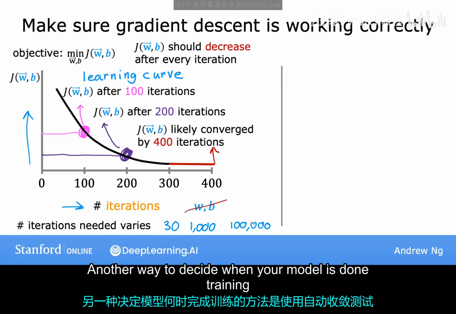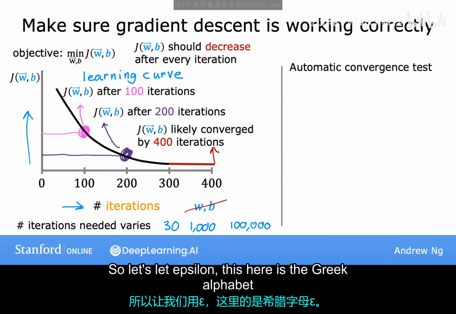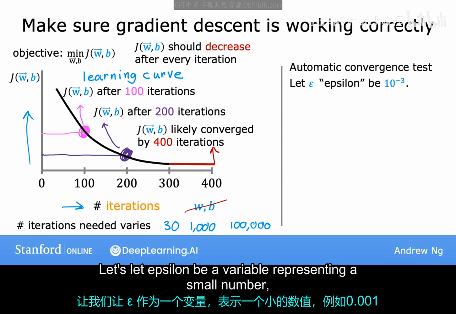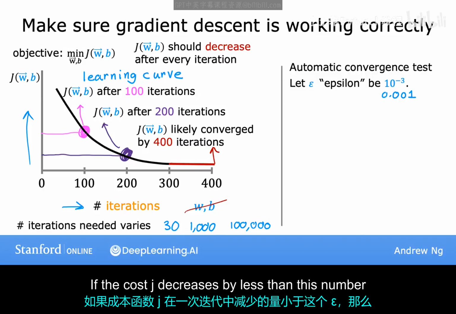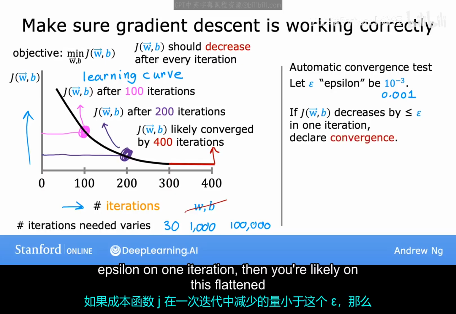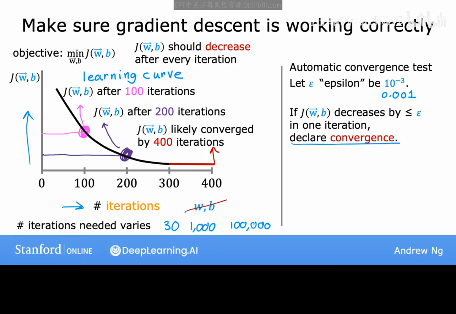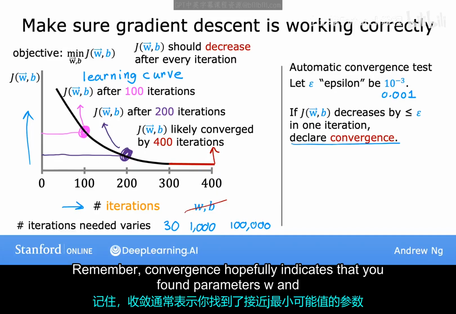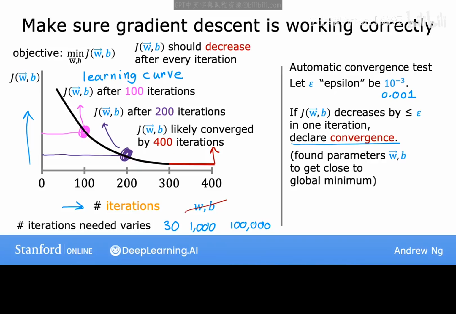Another way to decide when your model is done training is with an automatic convergence test. So let epsilon, this here is the Greek letter epsilon, be a variable representing a small number, such as 0.001 or 10 to the power of -3. If the cost J decreases by less than this number epsilon on one iteration, then you're likely on this flattened part of the curve that you see on the left, and you can declare convergence. Remember, convergence hopefully indicates that you found parameters w and b that are close to the minimum possible value of J.